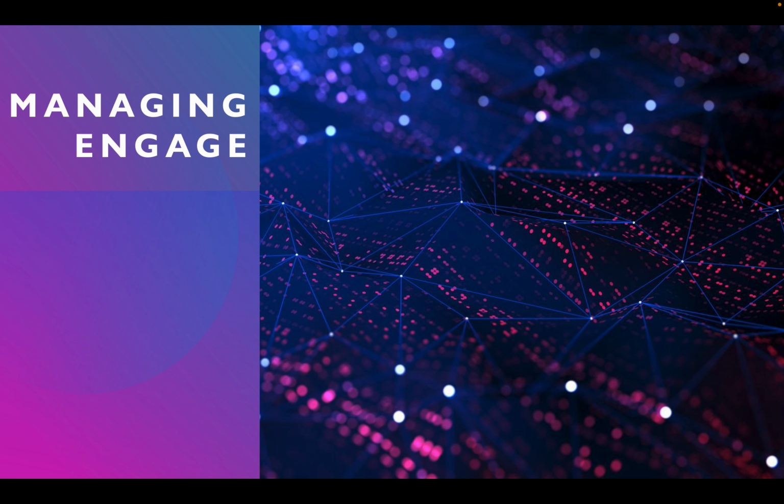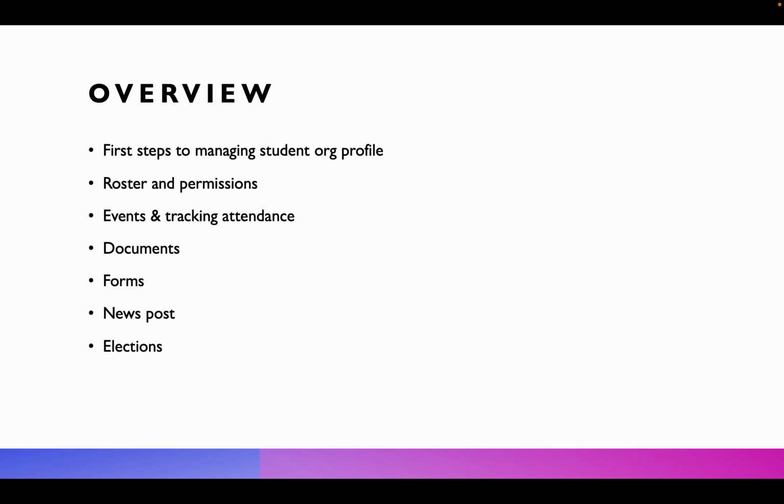Let's go ahead and get started. To provide a quick overview of what today's training will include, we're going to talk about the first steps to managing a student organization profile. Then we'll go into a little bit more detail of the primary tools that are within your student organization profile that include the roster and permissions, events and attendance tracking, documents, forms, news posts, and elections.